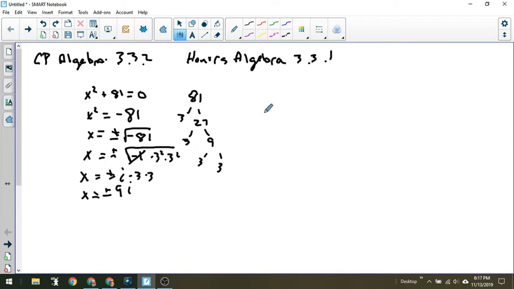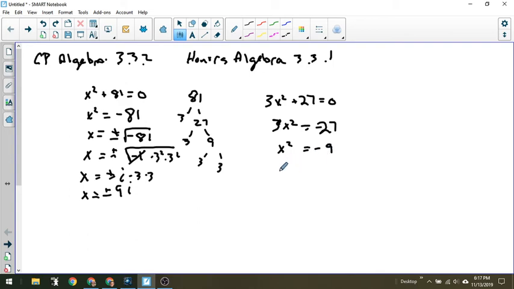I'm going to do that one more time, this time with 3 times x squared plus 27 equal to 0. I'm going to solve this quadratic now. I'm going to solve this quadratic by rewriting this as 3x squared equal to negative 27. I'm going to divide both sides by 3. I get x squared equal to negative 9.